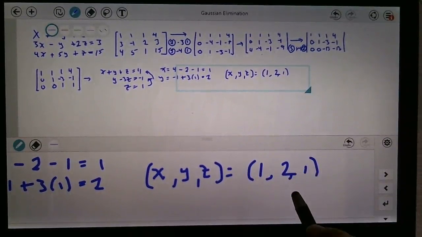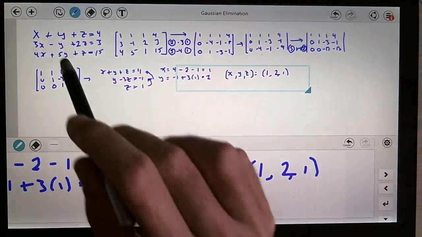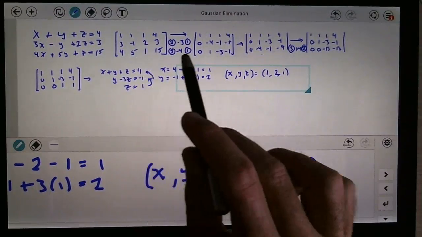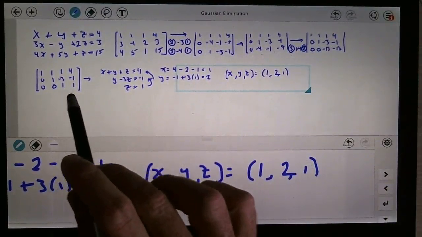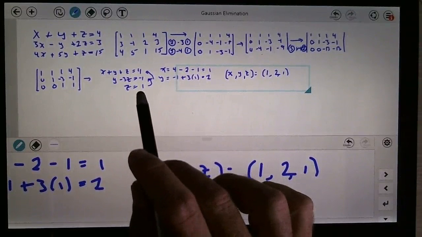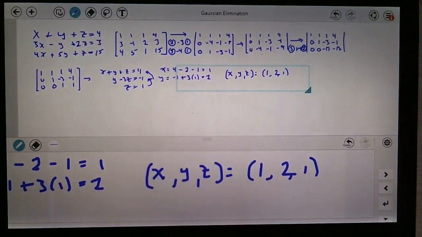That's what's called Gaussian elimination. You take your system, you make the augmented matrix, you do a sequence of row operations which puts you in row echelon form. That allows you to see one of the variables, and then you back substitute in to see what the other ones are equal to. Okay.